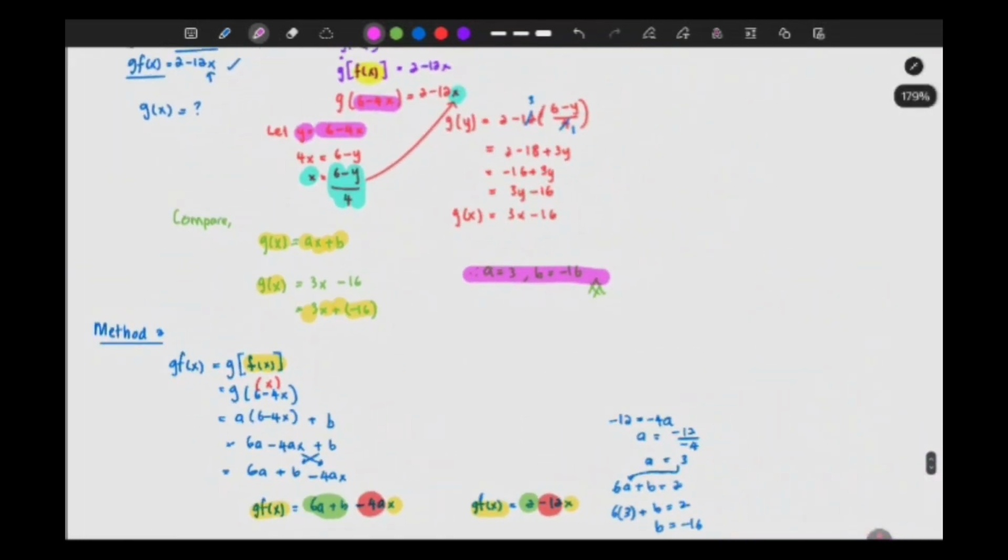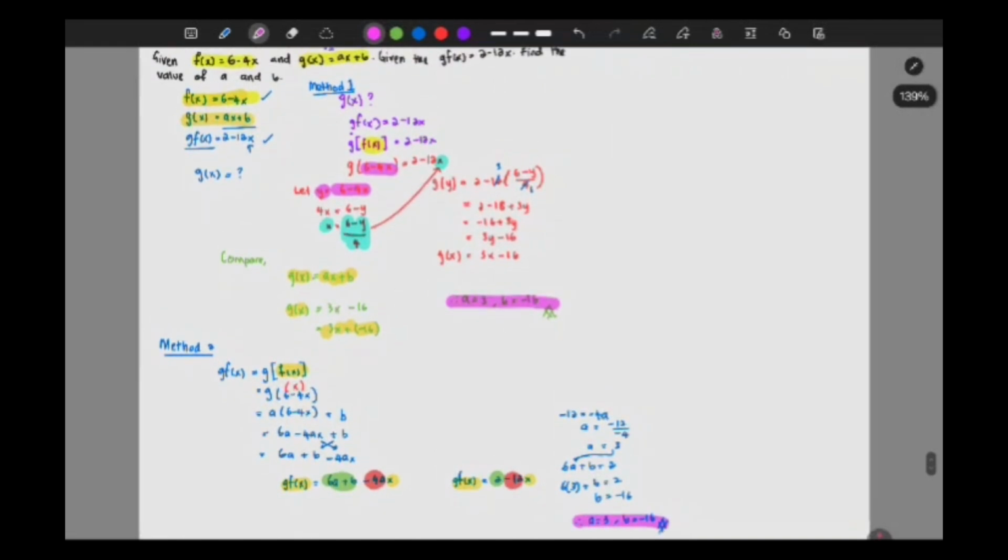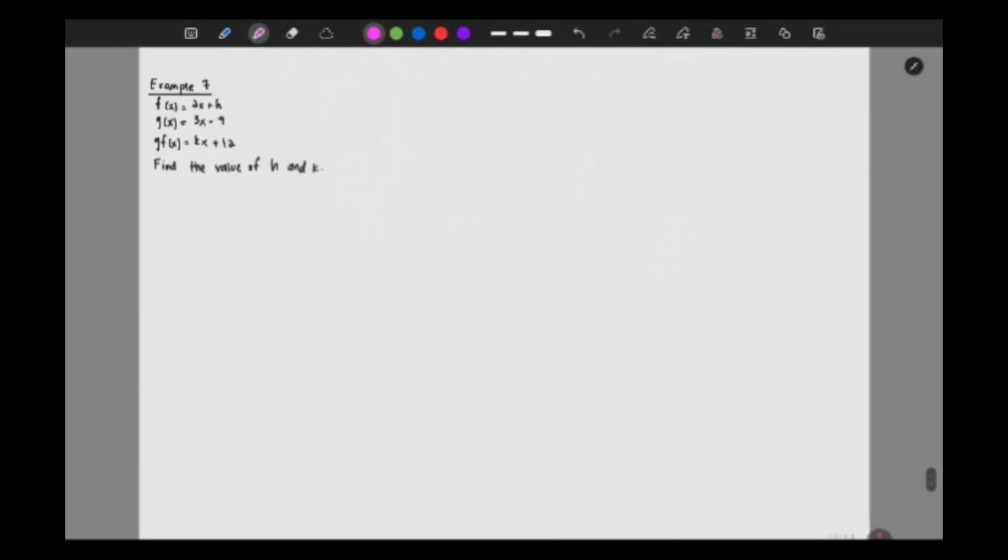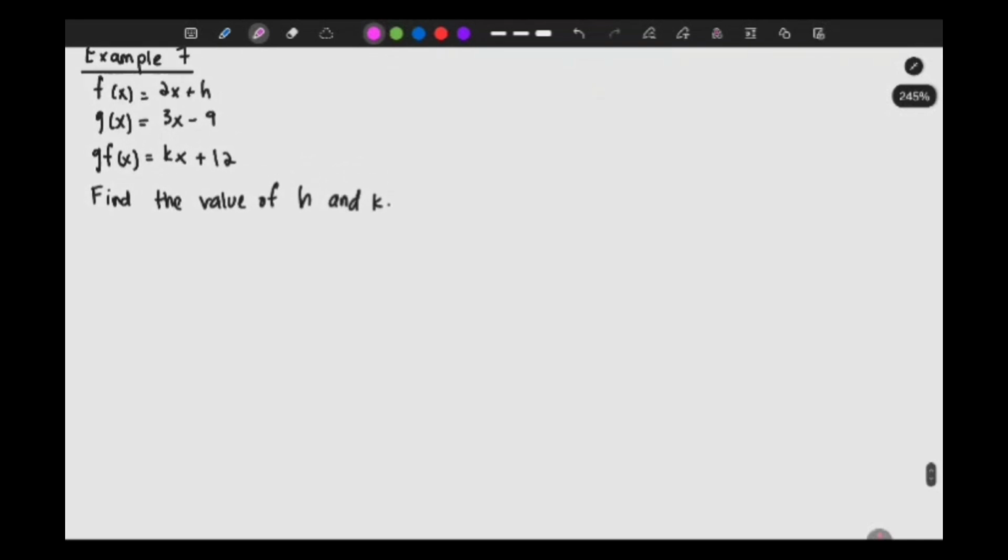Example 7. So this time around, one unknown in one function. It's not like just now, where there are two unknowns, a and b, in the same function like g(x). This time there are two unknowns in two different functions, like h is in f(x) and k is in g(f(x)). So in this kind of situation, just use method 2, the easiest one.